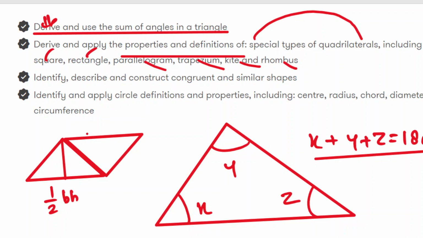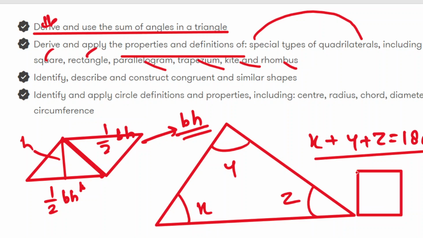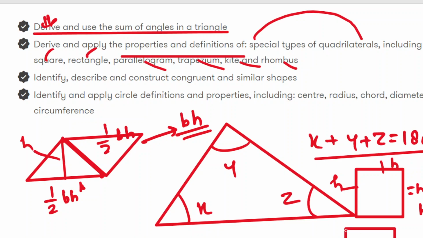What does it look like? A parallelogram. So if this is half BH, I made this parallelogram from the same triangle. So this is going to be half BH also, where this is height, this is base. So the area of the parallelogram is BH. If it is a square, it means height is h, at the same time base is also h, so h times h, h squared. Same with the rectangle, BH. Rhombus, all of them can be derived from this.